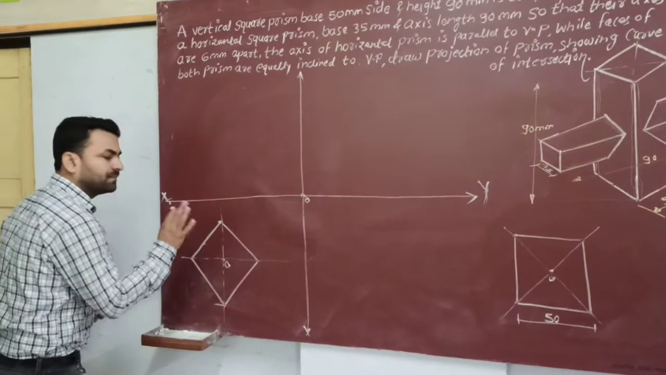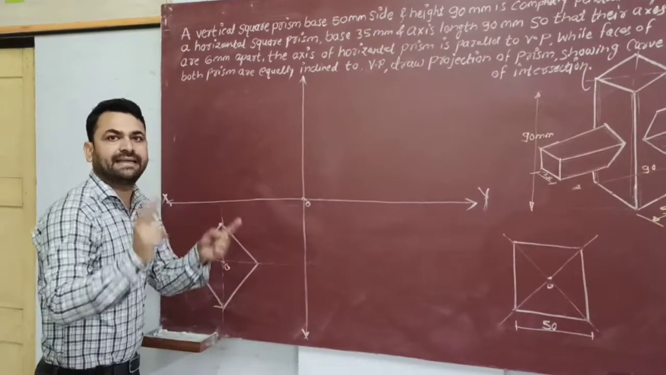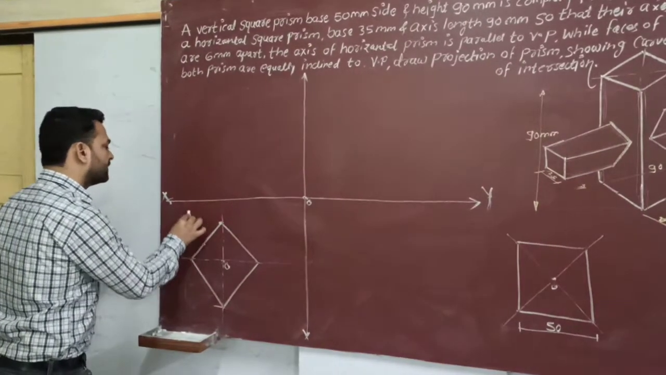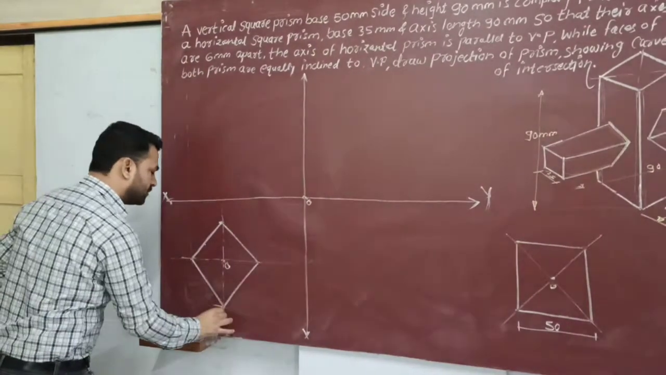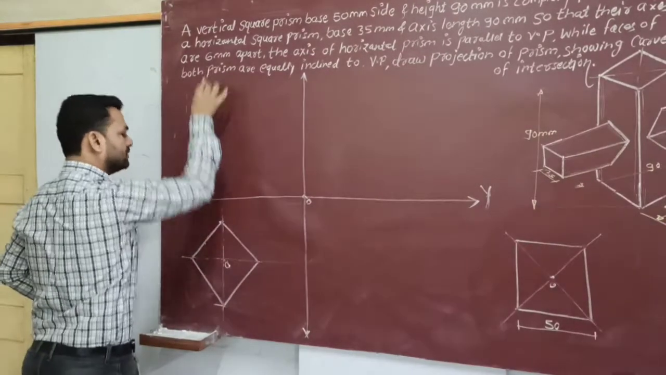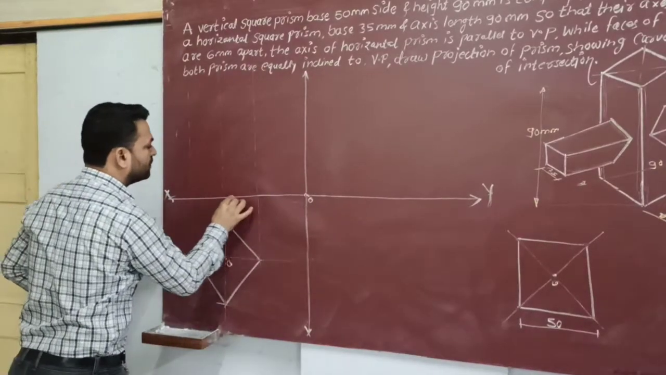Again, I am going to take the projection. Now we have to draw its front view and its side view of the vertical square prism. So now let's move towards the front view. By taking the projection, use thin line for the projection purpose. So this is the front view.